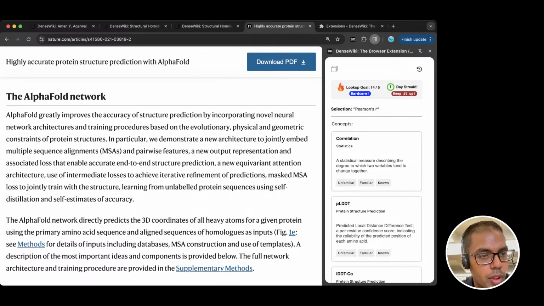Alright, AlphaFold greatly improves the accuracy of protein structure prediction by incorporating novel neural architectures and training procedures based on evolutionary, physical, and geometric constraints of protein structures. Fair enough.